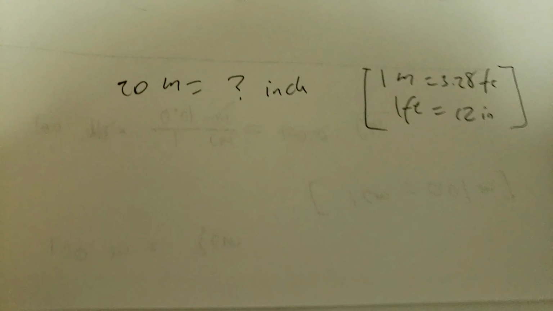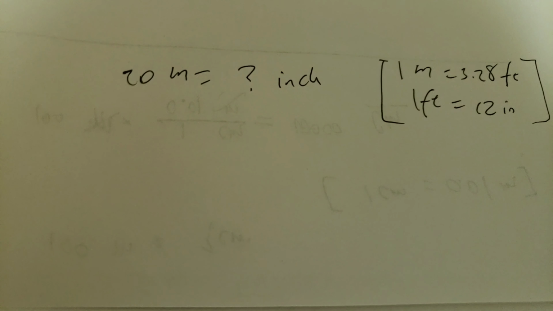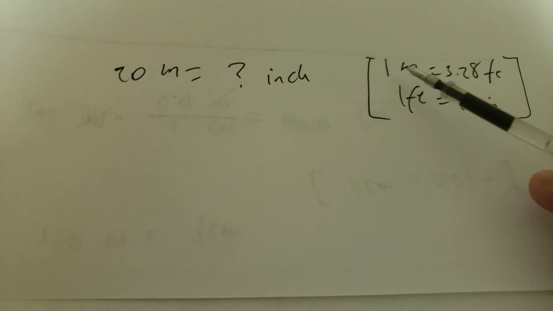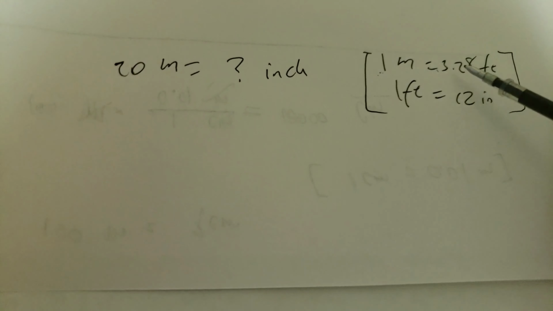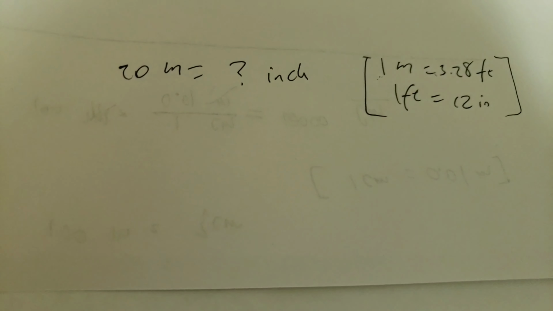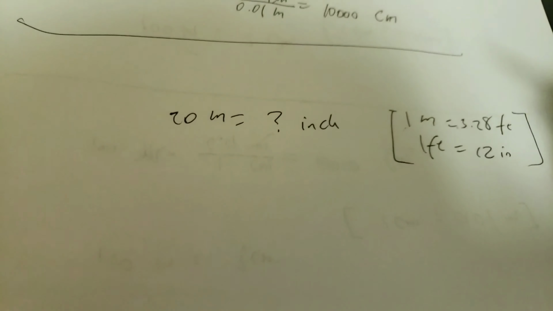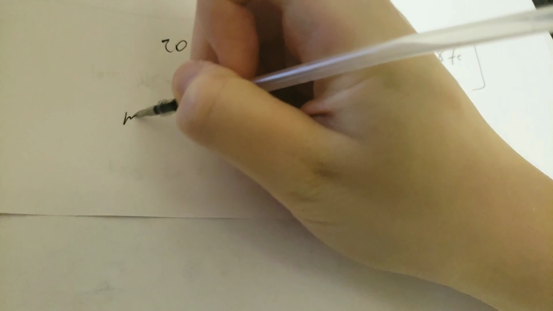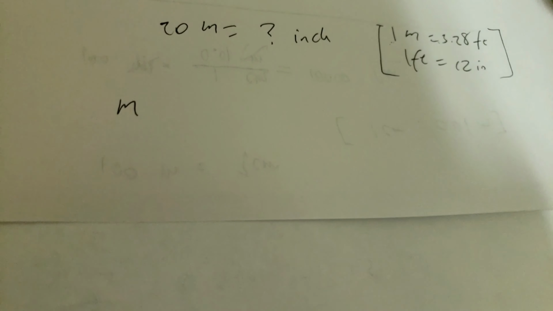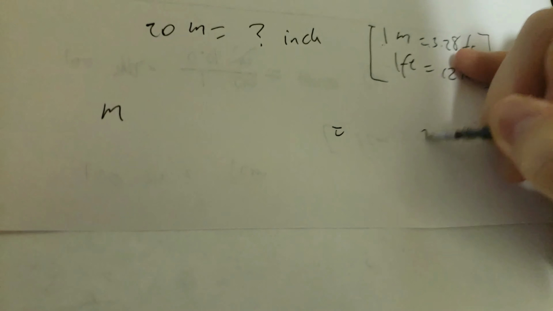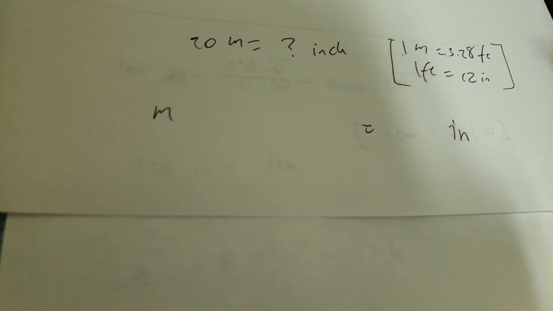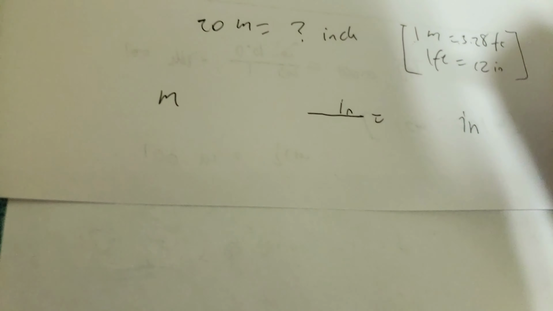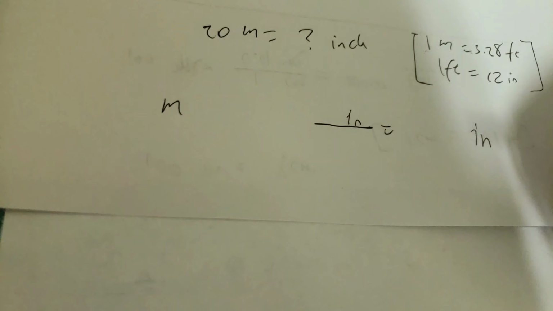Now here's something a little bit more complex. 20 meters equals how many inches? The information we're given are 1 meter equals 3.28 feet and 1 foot is 12 inches. So as usual, we write out our units first. We have meters, we want to go to inches. Alright, so to do that, we want inch on top, meters on the bottom, right?